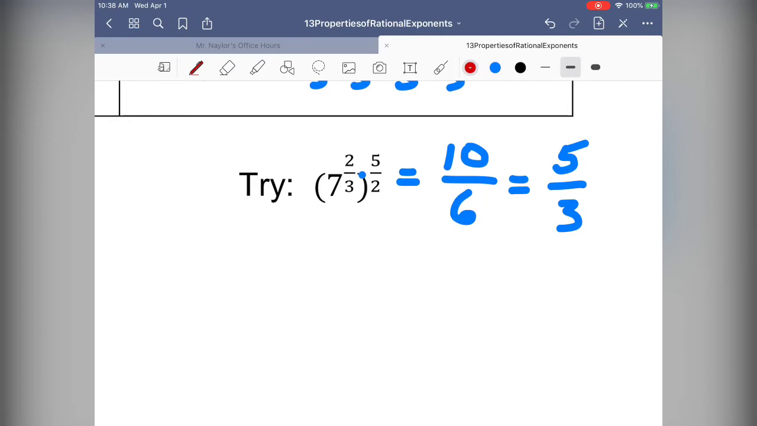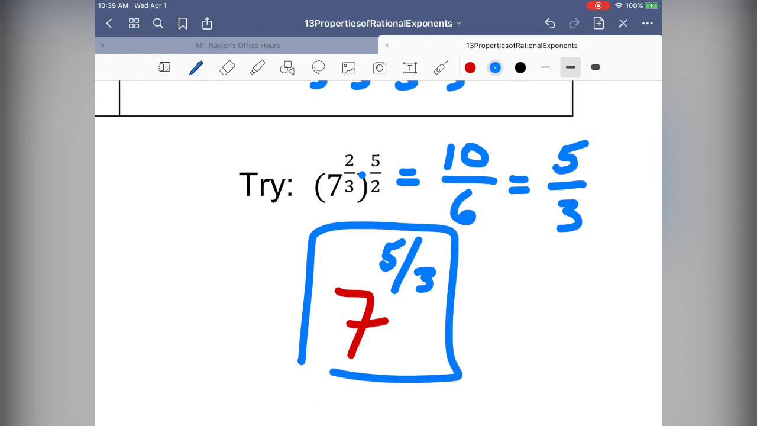But careful, your final answer is not 5/3, but 7 to the 5/3. Okay, because I still have to have that base. Now, can I do 5/3? Can I do the root of 7? Well, it turns out that I can't unless I'm using a calculator, because there's not 3 numbers that multiply to be 7. So what we do in a case like this is we just leave it as 7 to the 5/3.